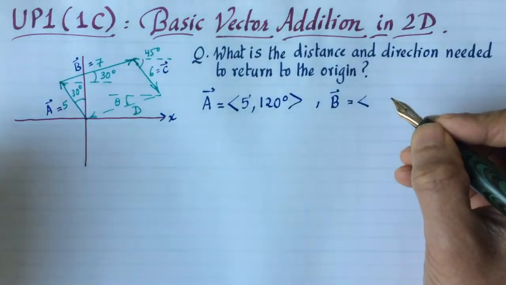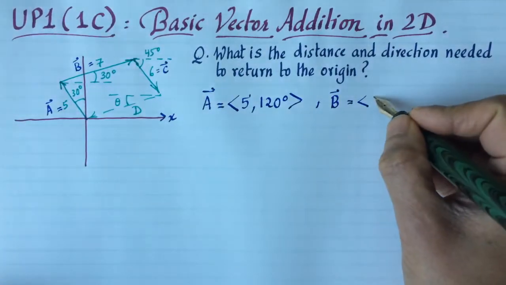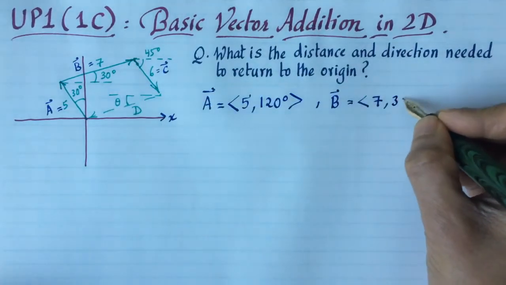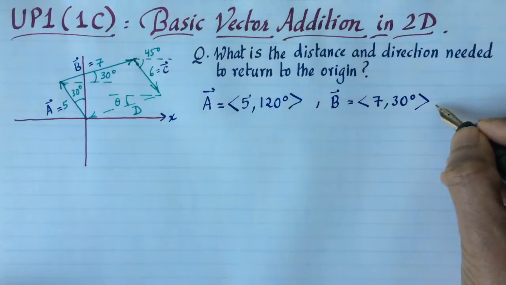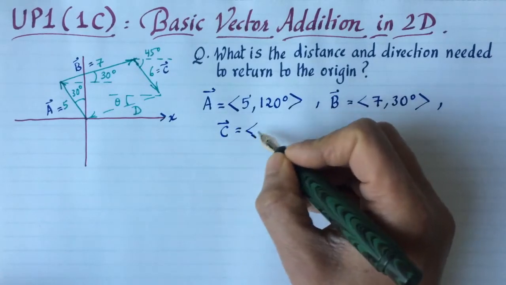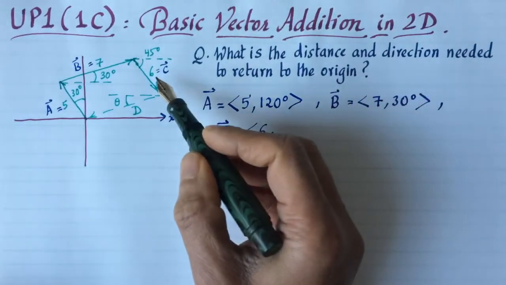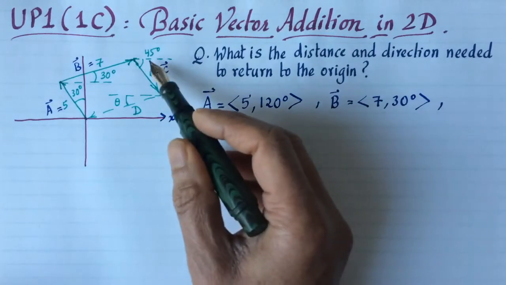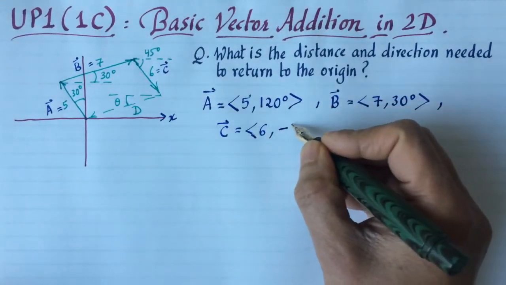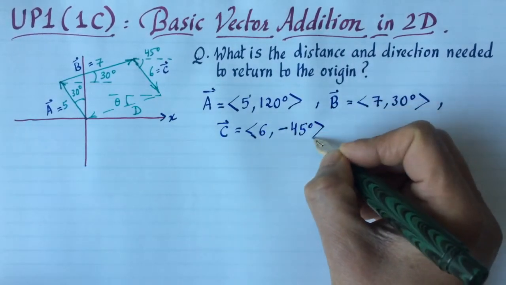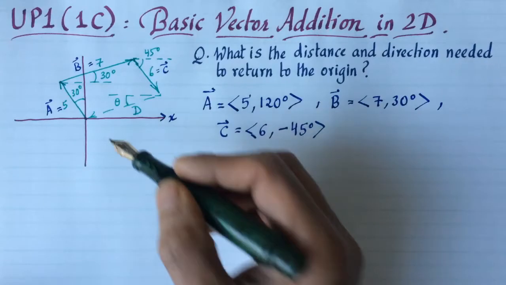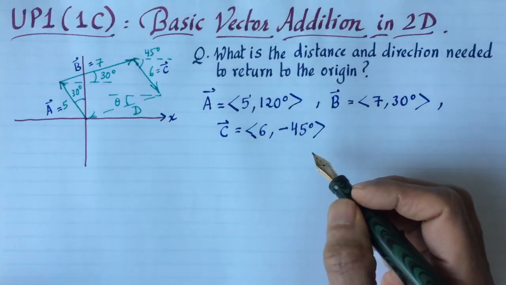B is going to be 7 is the magnitude, and the angle is going to be 30 degrees. The vector C would be magnitude 6. Now observe that this is actually below the x-axis, the x-axis being that dotted line there, so we have to write it as negative 45 degrees. Alternatively, you can add 360 to negative 45 and write it as positive, whatever that big angle is. I don't care to do that.